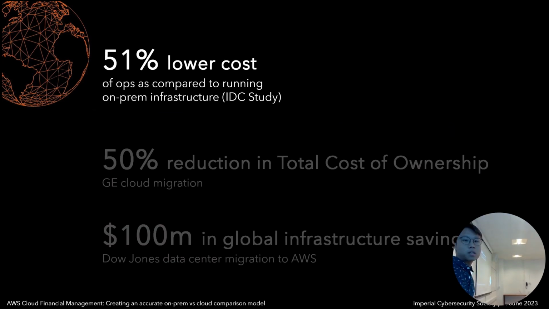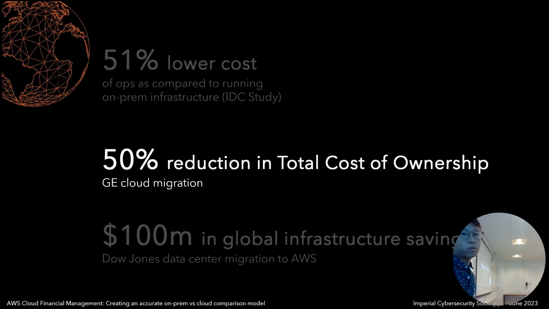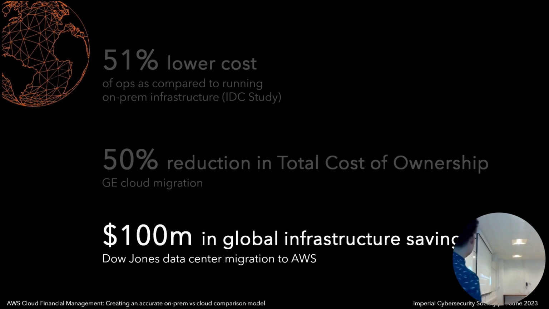So next, some statistics, just to understand the larger societal impact of cloud. It was found that companies that switch from on-prem to cloud have actually lowered their costs by 51%. And also for GE, or General Electric, after the cloud migration, they found that they had a 50% reduction in the total cost of ownership. For Dow Jones, after migrating their data center to AWS, they actually saved over $100 million in infrastructure savings.